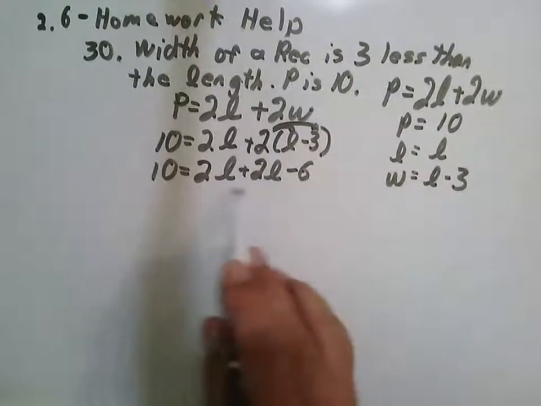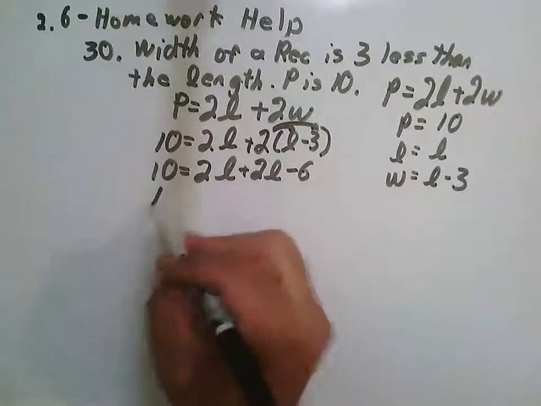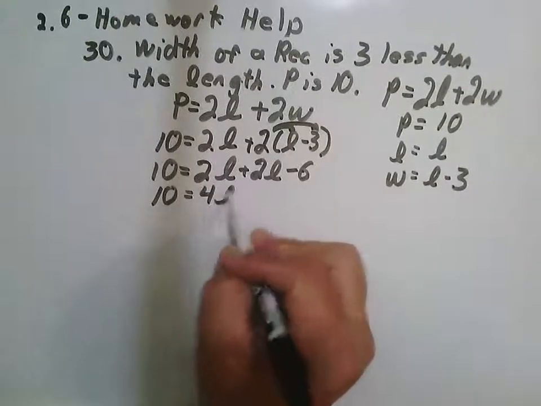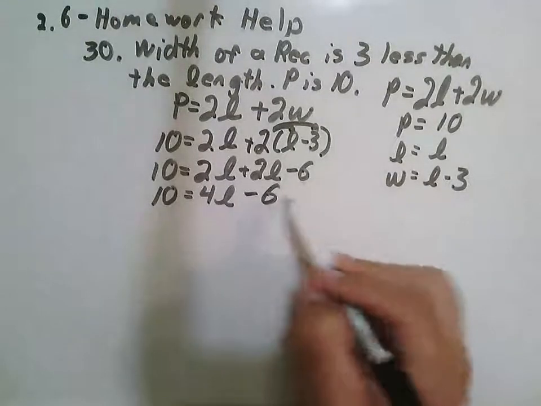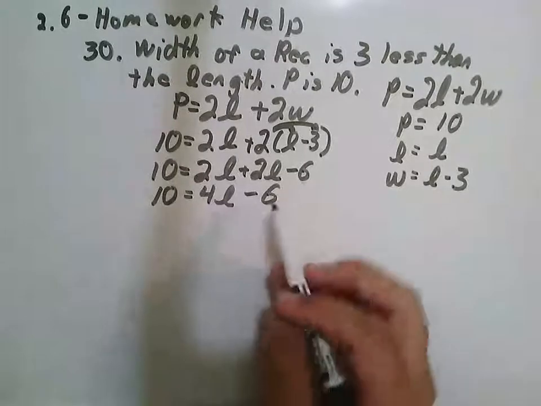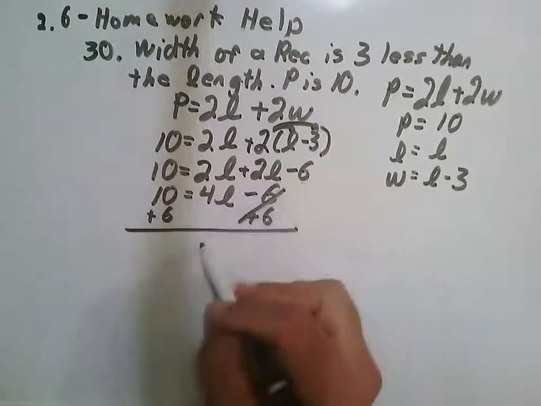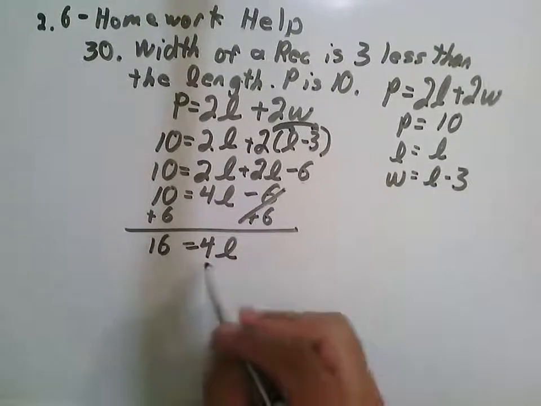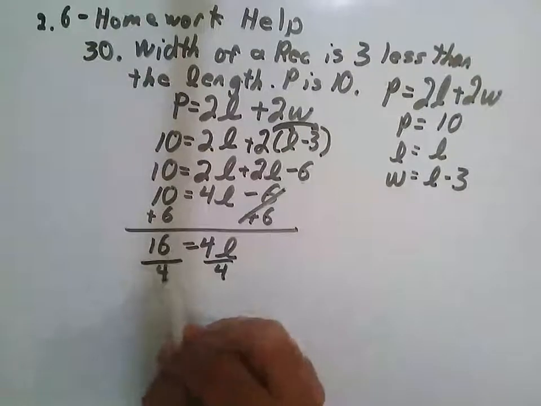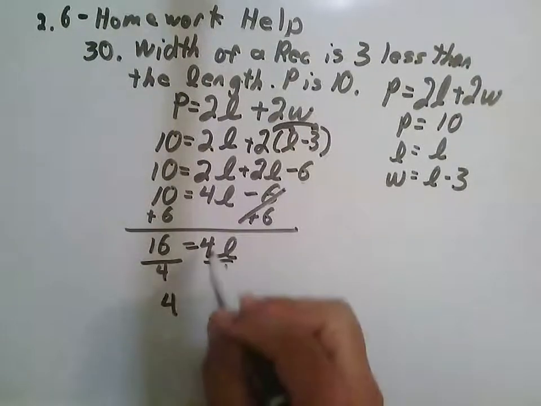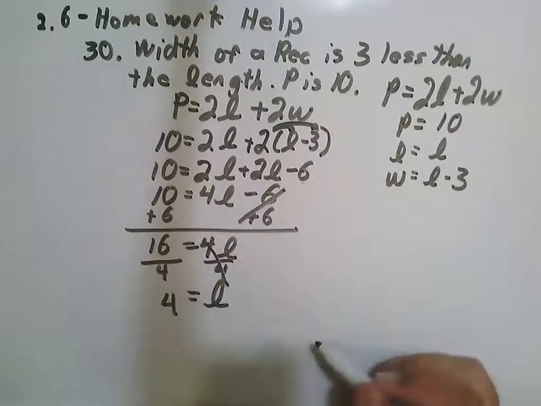And then I can combine these together. These are like items, so I simplify. So 2L plus 2L is going to give me 4L. And that's going to be minus 6. Letters on one side, numbers on the other, so it's easier just to move the 6 to the other side. This allows this to disappear. That becomes 4 times length is equal to 16 now. Divide both of these by 4. 16 divided by 4 is 4. And remember, this just allows you to come down to a single length.